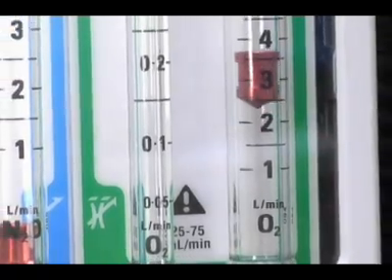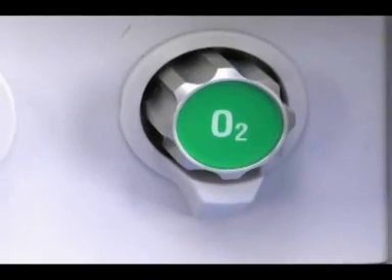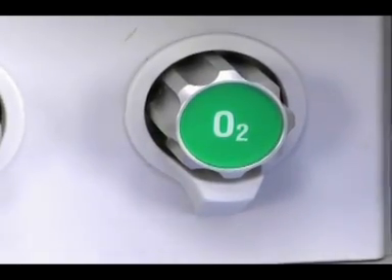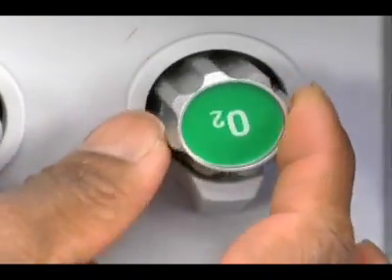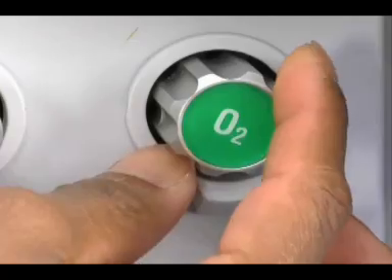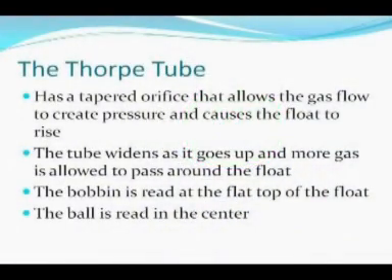To get the measurement of oxygen and all other gases that flow through the anesthesia machine, the knob is turned counterclockwise. The needle valve moves from its locked position, and gas is allowed to flow through the valve. The Thorpe tube has a tapered orifice at the end. This allows the gas flow to create pressure in the tube and allow the float to rise. The tube widens as it goes up, and more gas is allowed to pass around the float.